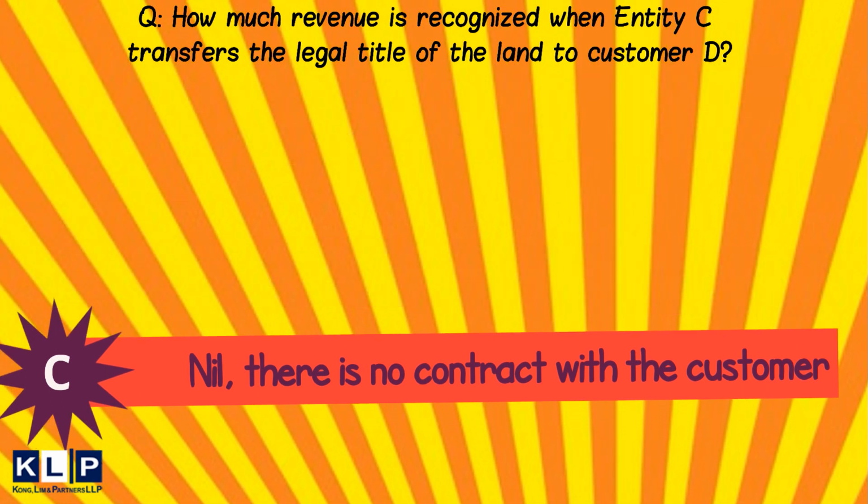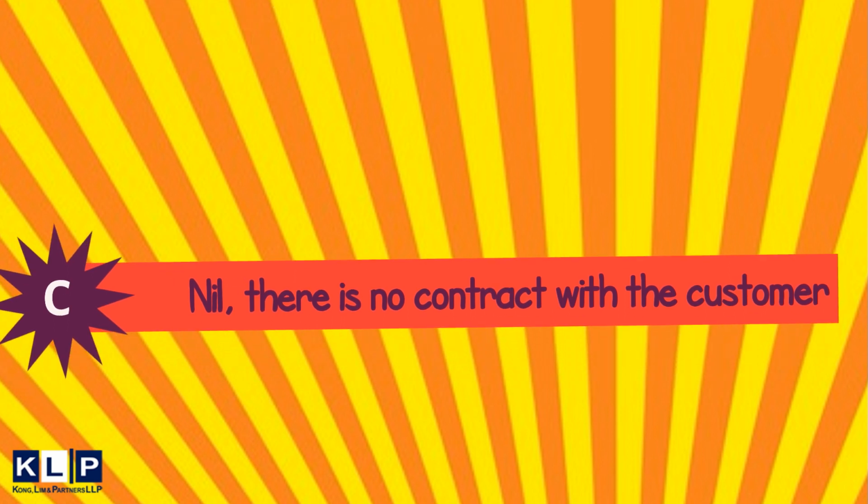The answer should be that there is no recognized contract with the customer. This is because Entity C is unable to conclude on collectability from customer D.